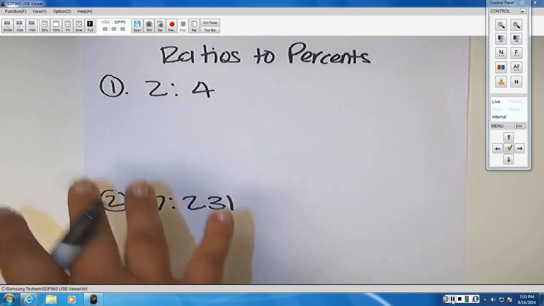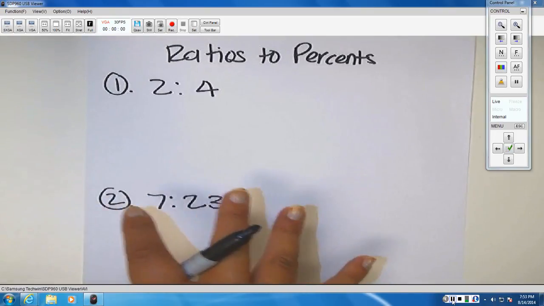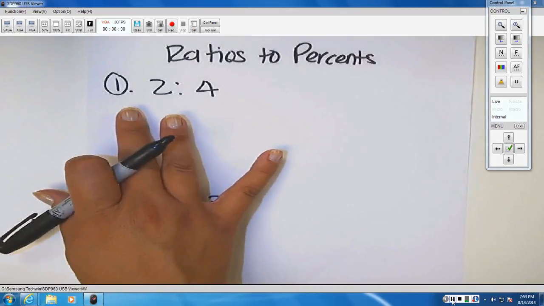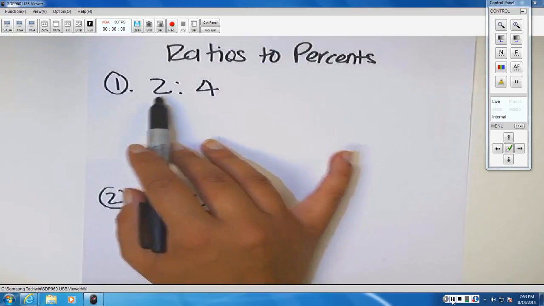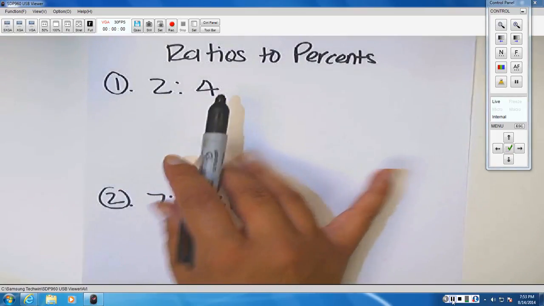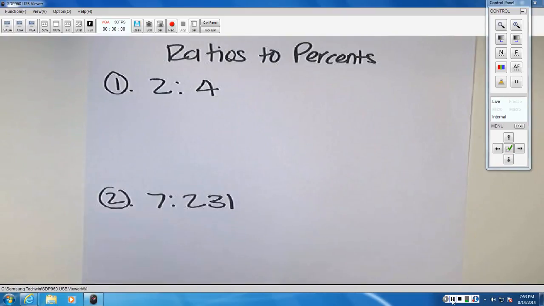So the first one that we'll work with from the last section of the worksheet is 2 is to 4, and we're going to turn this ratio into a percent. So the very first thing we have to do is turn this ratio into a decimal point. And I'm going to do that by dividing my first number by my second number. So 2 divided by 4 is 0.5.